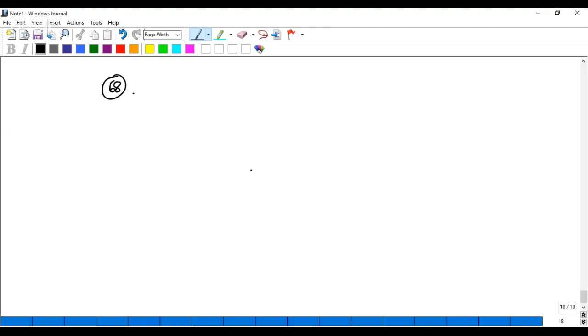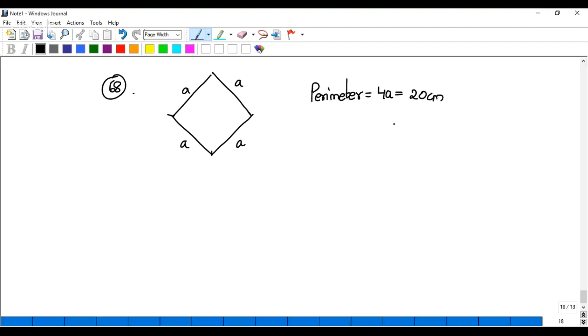68. The perimeter of a non-square rhombus is 20 centimeter. So this is a rhombus, with side length A. The perimeter is simply 4A, and it is given as 20 centimeter. So the side length is 5 centimeter. And it's given that one of its diagonals is 8 centimeter. That is, D1 is given as 8 centimeter.